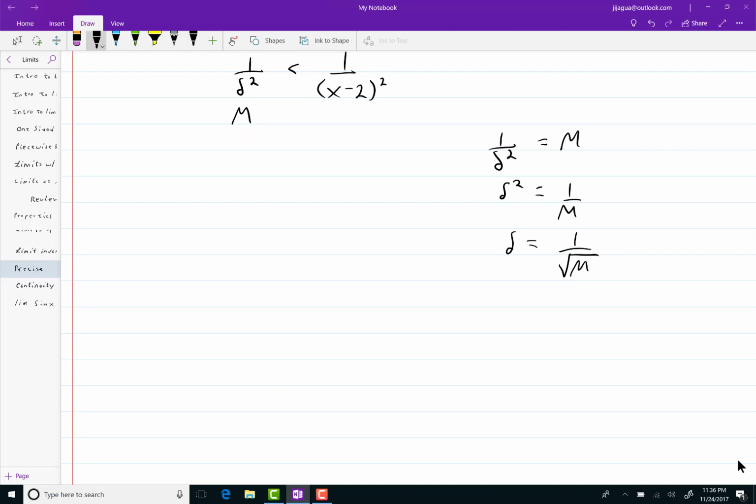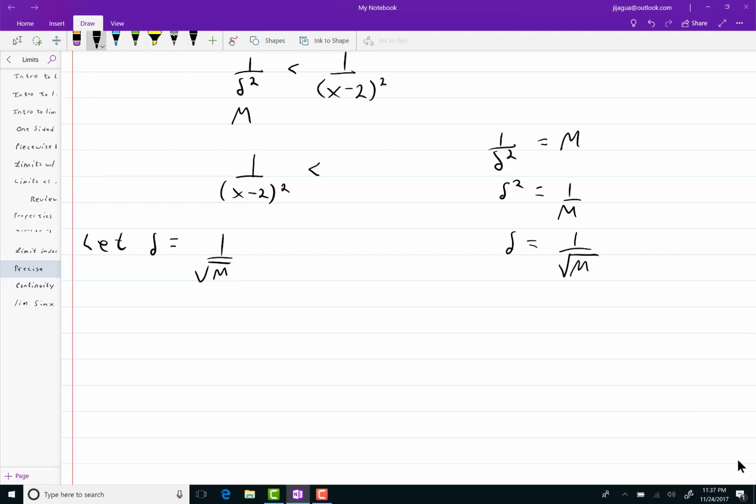We would look at the absolute value of 1 over (x minus 2) squared, which is still the same as 1 over (x minus 2) squared. In fact, let me back up a little bit here. I didn't even need that part. There was no mention of absolute value in that thing anyways. So 1 over (x minus 2) squared is less than what? Well, now that I let delta equal 1 over the square root of M.